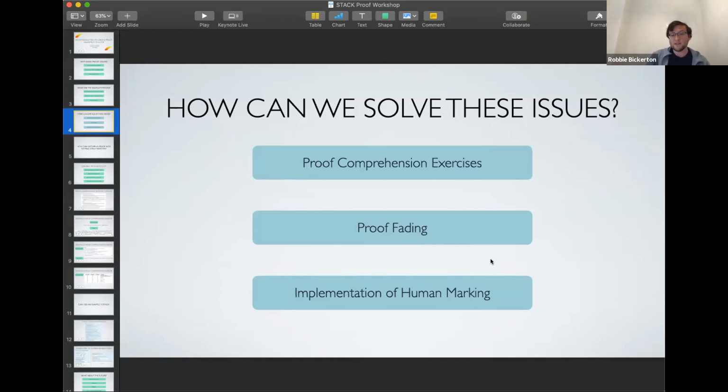And finally, there is an option in Stack for the implementation of human marked questions. So there is a note answer type where students can type in their answers, but they have to be marked by a human. So it is possible to do within Stack.